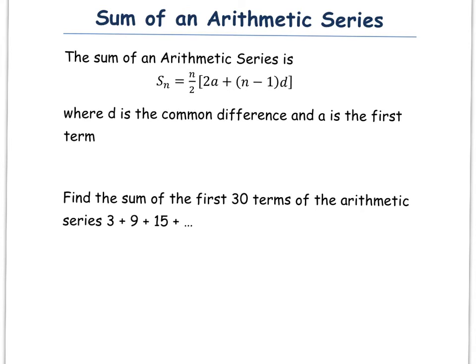Find the sum of the first 30 terms of the arithmetic series 3 plus 9 plus 15, etc. So, we need to firstly identify the key letters. So we need to know what the n is, what the a is, and what the d is. So, the a is the first term, which is 3. The d is the common difference, so 3 to 9 is 6. And the n is where we're asked to do the first 30 terms.